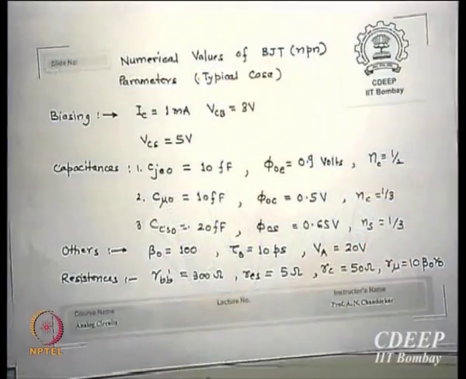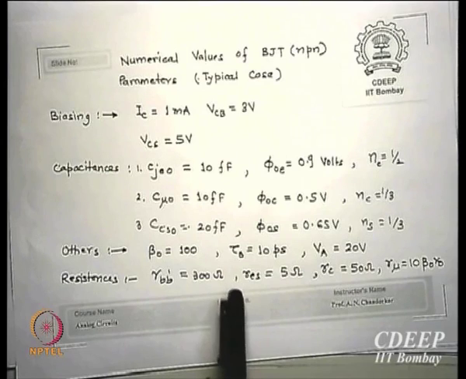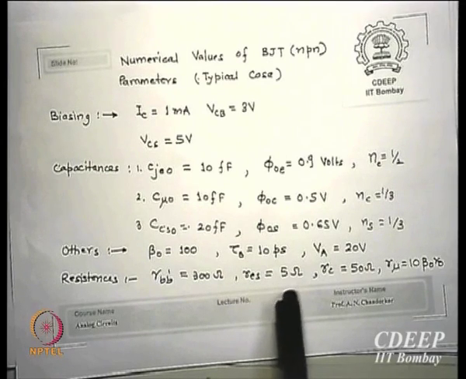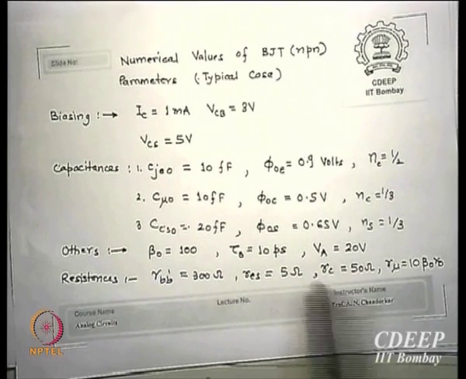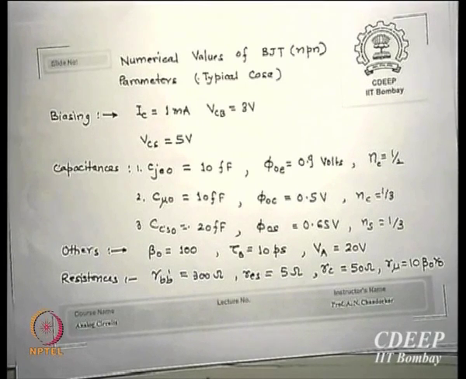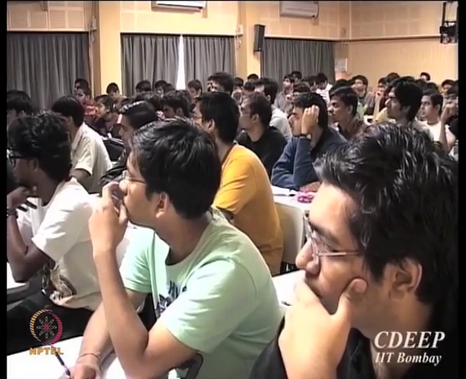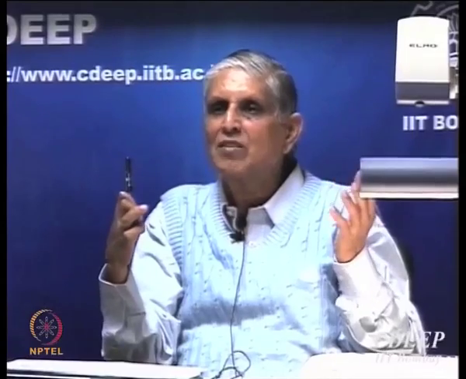Then the other resistances given to us are RBB', called base spreading resistance, typically 100 to 300 ohms, and RE, which is typically 5 ohm. Why is the collector resistance higher than the emitter? Emitter is heavily doped N plus. Collector is lightly doped N. The conductivity of N plus is much higher than the collector region, and therefore resistance-wise it is the opposite.